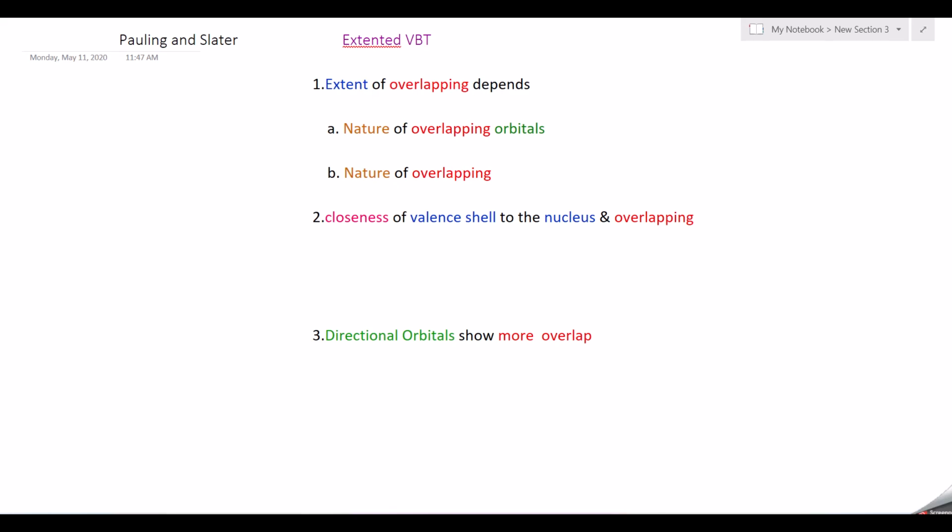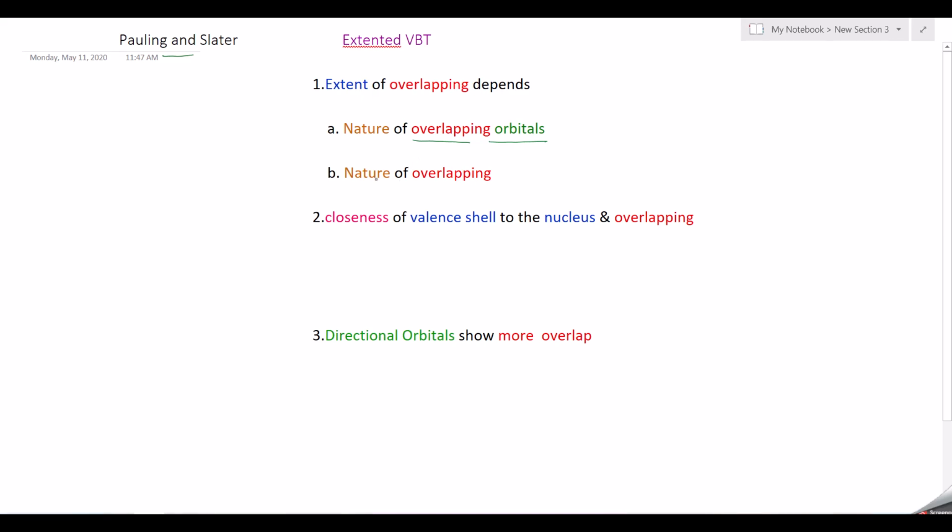Valence bond theory says the overlapping is possible, but the condition for overlapping is not fully explained by valence bond theory. Therefore, Pauling and Slater explained the condition for overlapping under extended valence bond theory. The first one: the extent of overlapping depends on the nature of the overlapping orbitals. So which orbital is involved in overlapping? Based on that, the extent of overlapping will be determined.